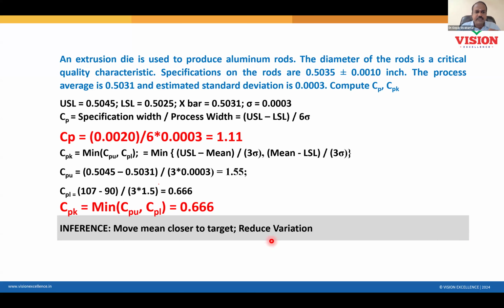For that, you have to reduce the variation. Ask your people to check everything before it goes into the process. So reduce variation. And then once that is done, you should move the process mean closer to the target. So both Cp and Cpk will improve.